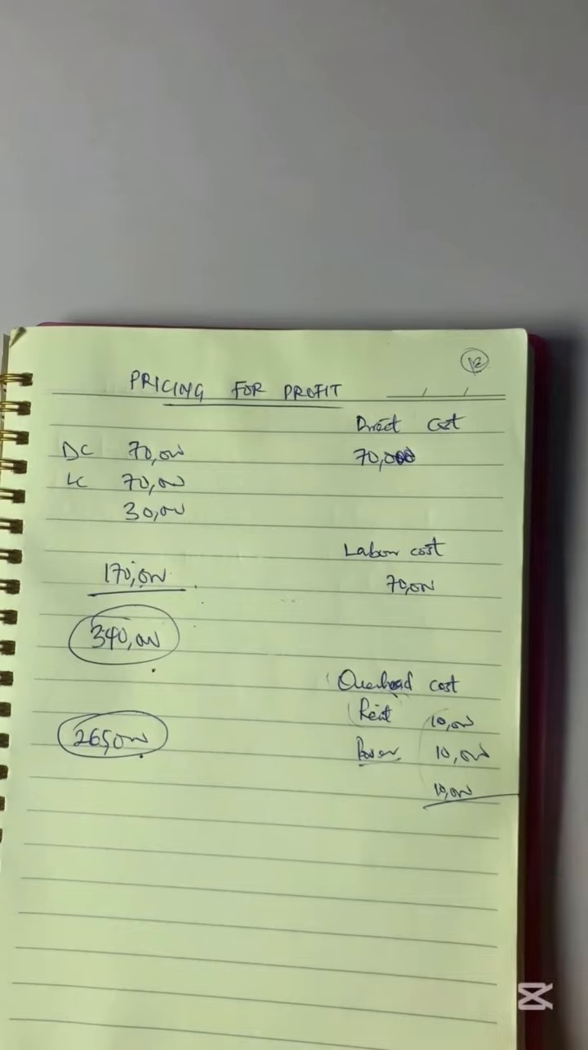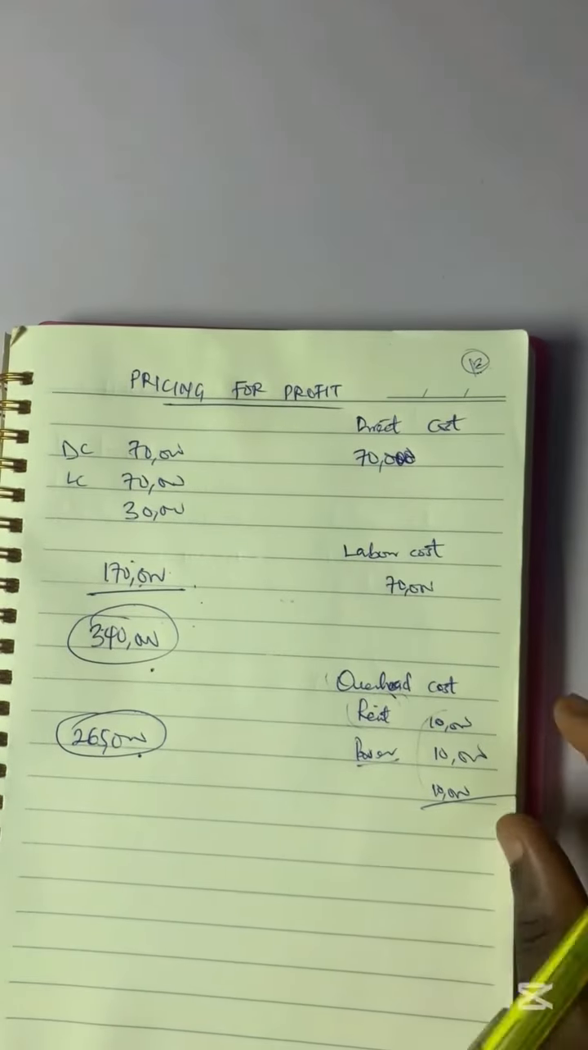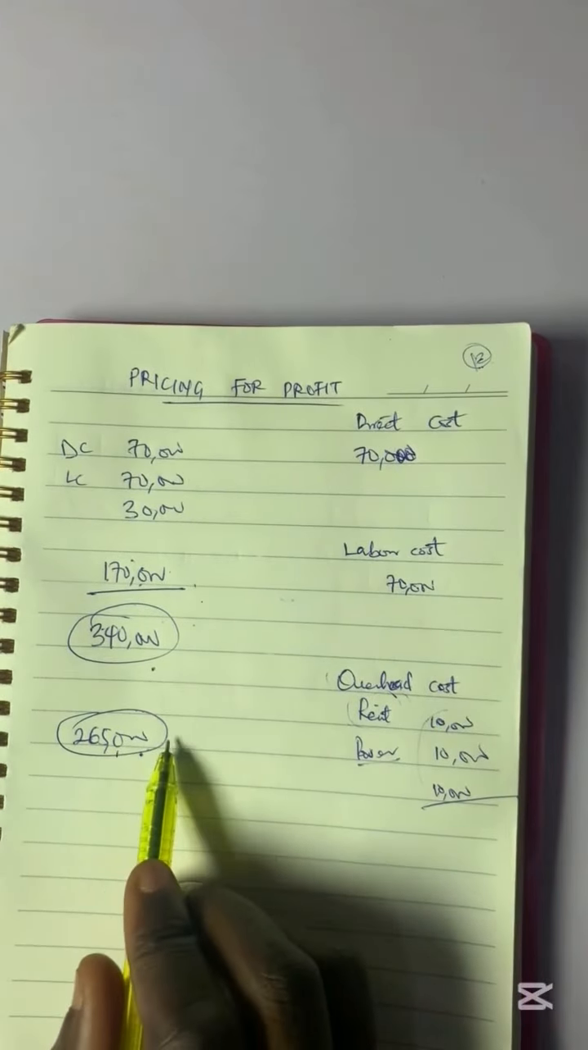This will ensure that you cover all costs involved in making that outfit. You're able to pay your rent at the end of the year and you're still able to make a reasonable profit.